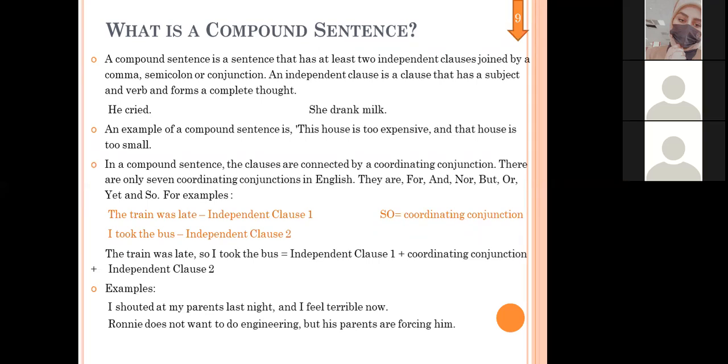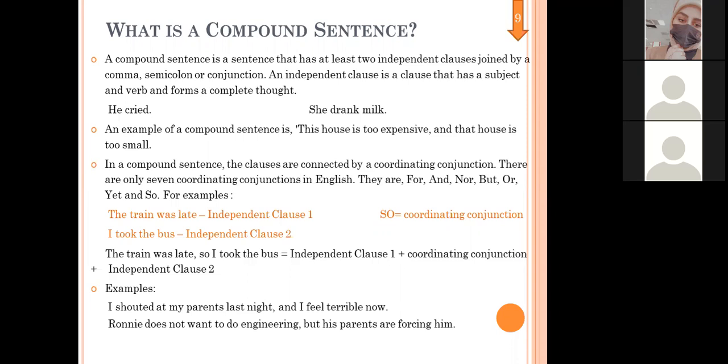A compound sentence joins two main clauses and a connective. The clauses are linked by connectives. For example, this house is too expensive and that house is too small. This sentence is a compound sentence because it has two independent clauses. This house is too expensive. This is the first clause. And the second one, that house is too small.